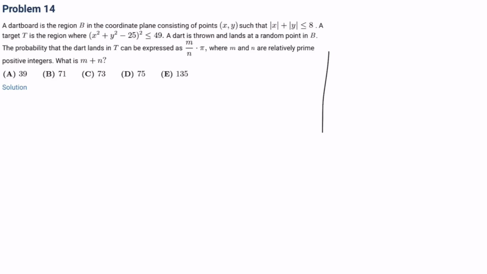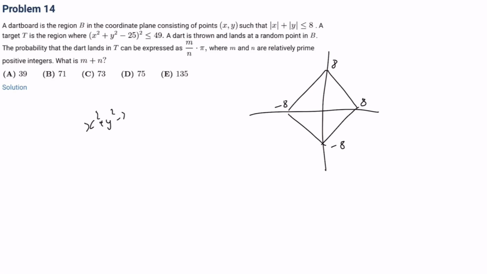Okay, so let's just draw it quickly. First of all, the absolute value of x plus the absolute value of y is less than or equal to 8. That should be familiar because it's a diamond region like that, with vertices at 8, 8, minus 8, and minus 8. And so it's going to be inside there. For our target T, let's put that (x squared plus y squared minus 25) squared is less than or equal to 49.